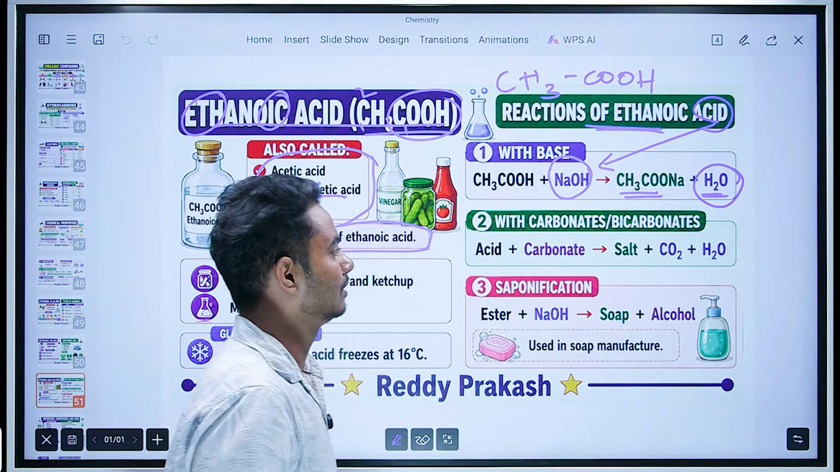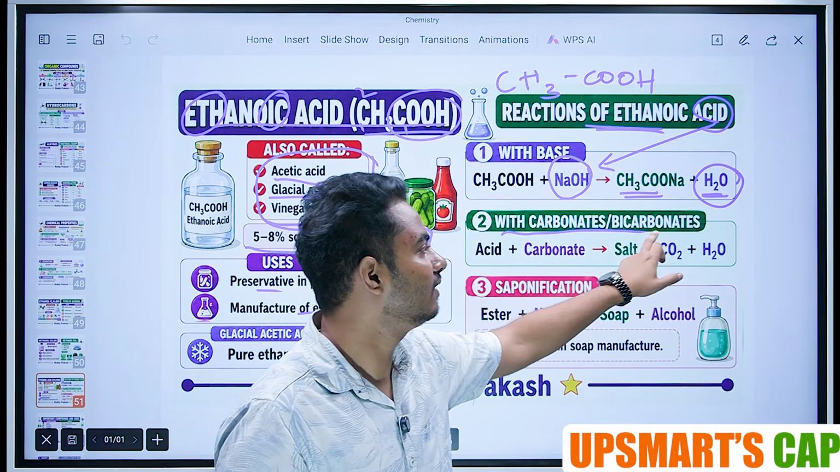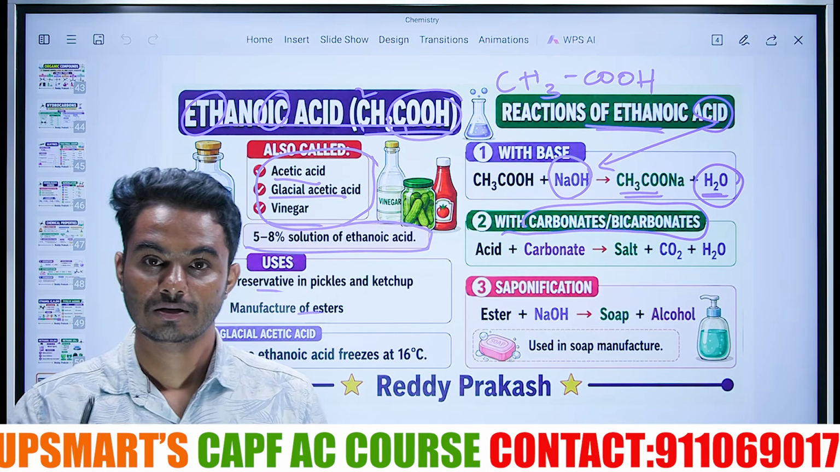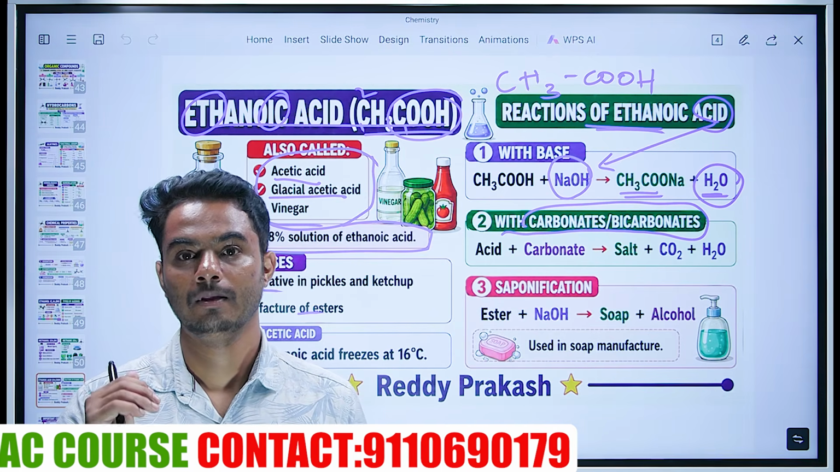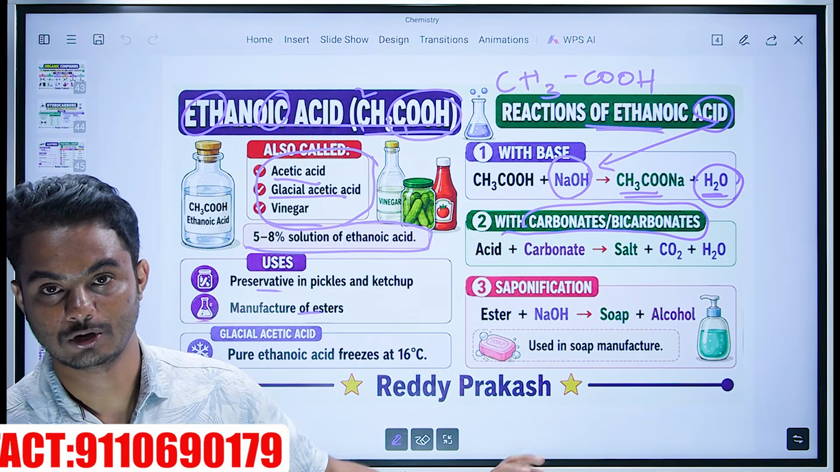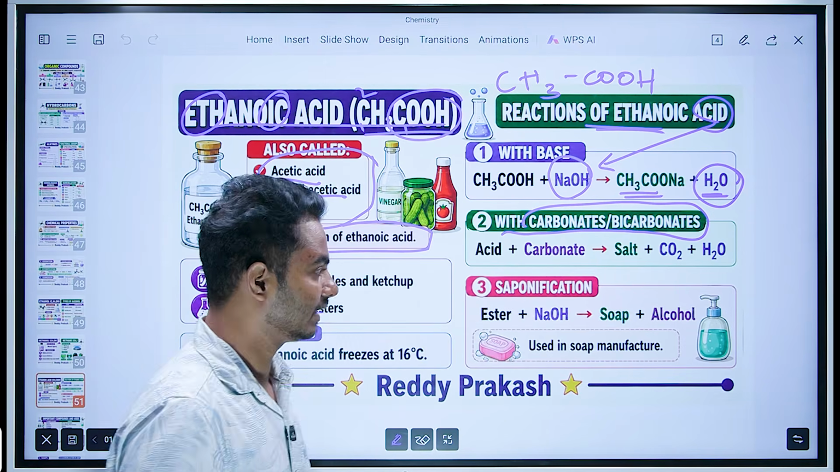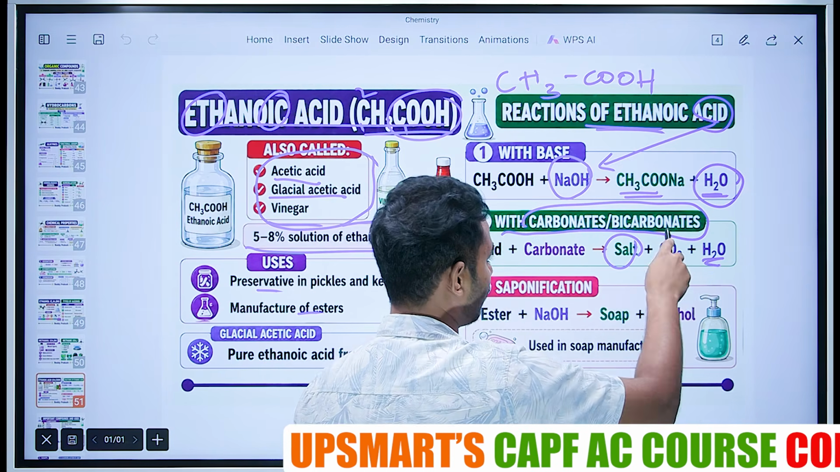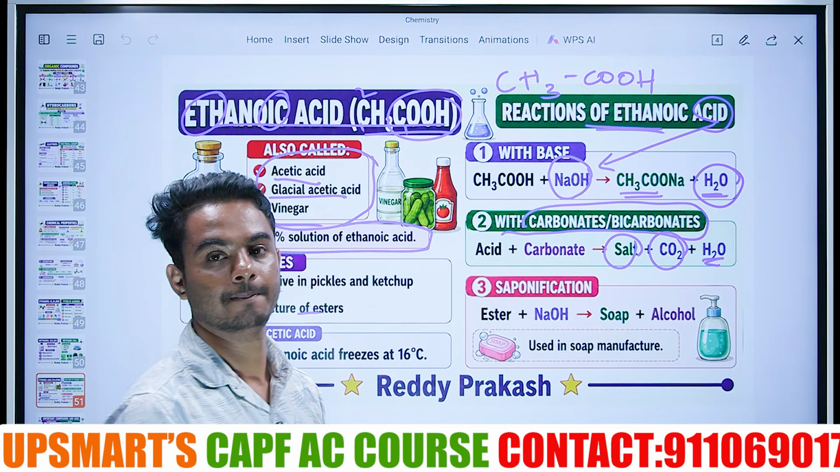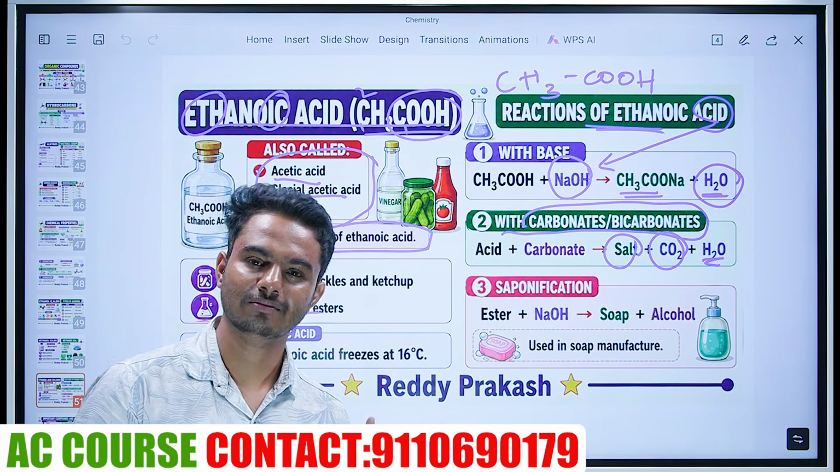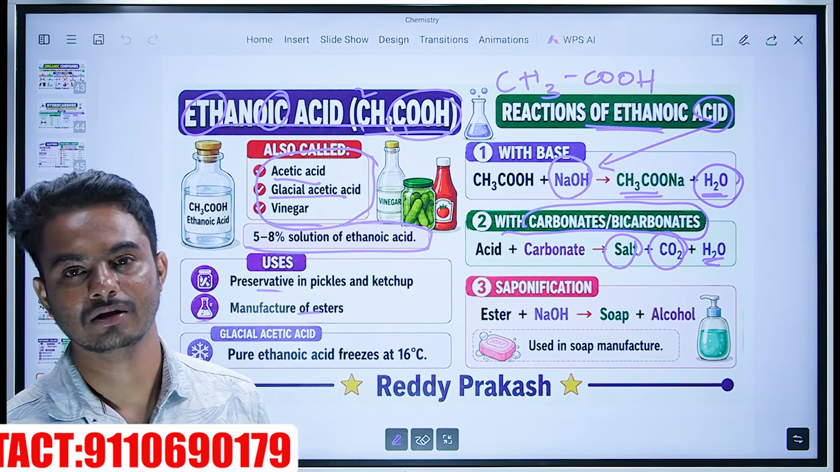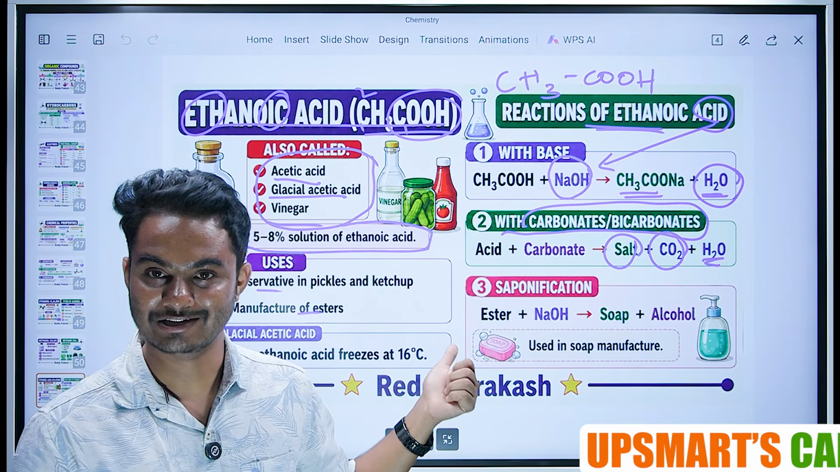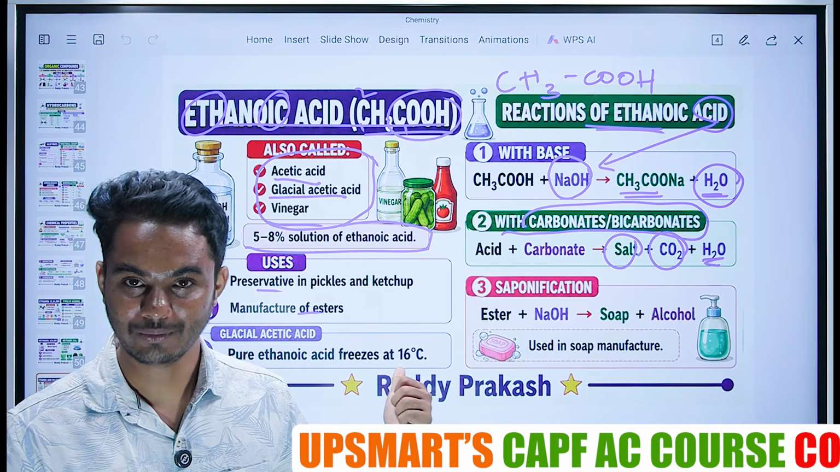Water will be released. When it is reacted with carbonates and bicarbonates, which are also bases in nature but also have C in them, what extra will be formed? Acid plus base will give you salt and water for sure. If you have carbon, you will get CO2 also. Easy now? Sir, I always thought equations are difficult. Now if you follow the flow of classes, if you study each class properly, is it difficult now? Seriously, is it difficult now?